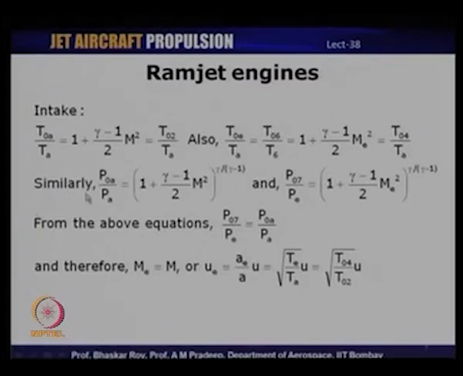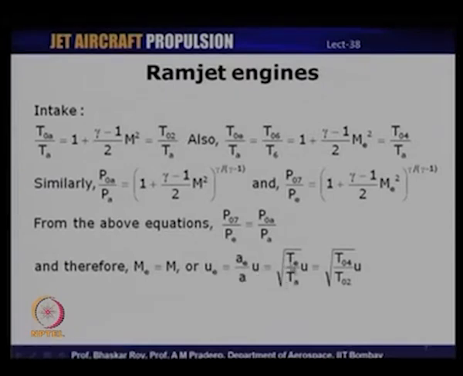So, what we see here is that from the above equations, we can basically infer that P07 by PE is equal to P0A by PA. Now, if that has to be true, then we should have the exit Mach number, ME, equal to the flight Mach number M. So, ME is equal to M, which is also equal to uE, the exit velocity. Since Mach number is uE by aE, we have uE is equal to aE by a, which is the speed of sound at the exit divided by the speed of sound of the ambient condition, multiplied by u, which is the flight speed.